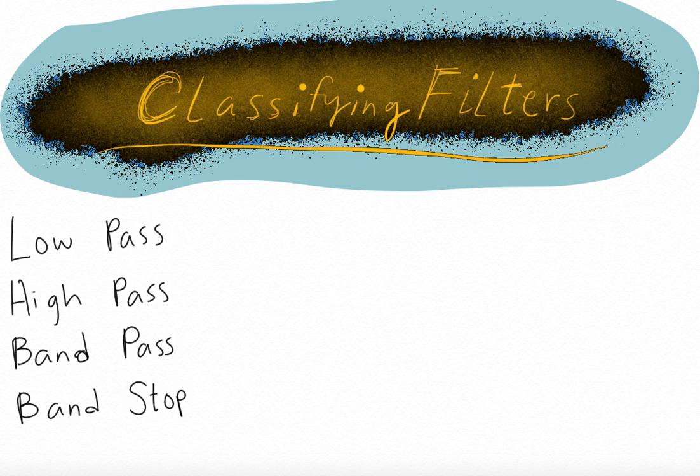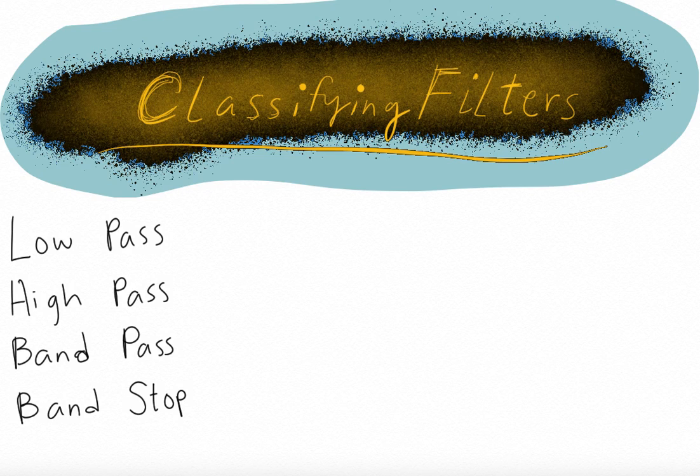Hey everybody, in this video I'm going to be talking to you about classifying filters and circuits. This is just an intro, conceptual video about how it works. There are four different types of filters: low pass, high pass, band pass, and band stop. And the band stop could sometimes be called the band eliminator, either or.